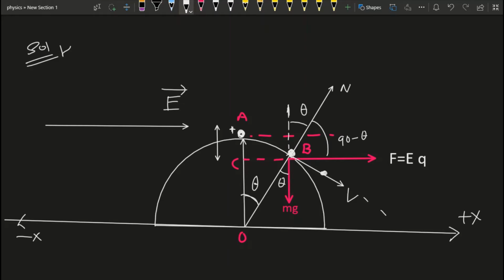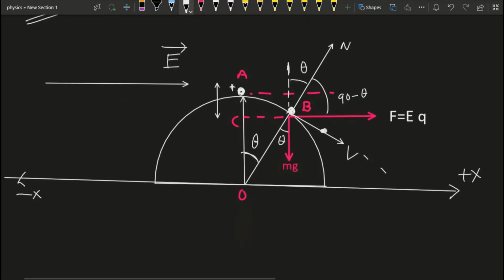First of all, we have to observe the forces acting on the disk at the point B. I am going to take the normal force, which acts perpendicular to the direction of velocity at the point B, and F equal to EQ is the electrostatic force, which acts in the positive x direction, and mg is the weight of the disk, which acts in the downward direction. I am going to apply Newton's second law at the point B. Let us see how I write that equation. Now I take the component of weight in the radial direction, that is mg cos theta.